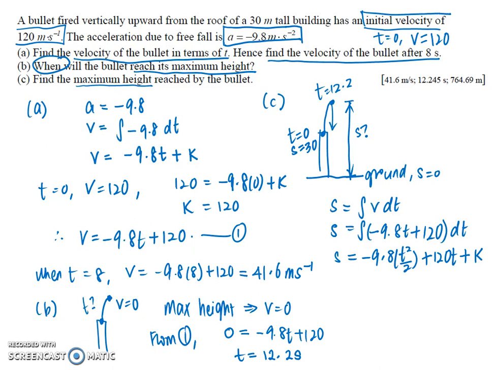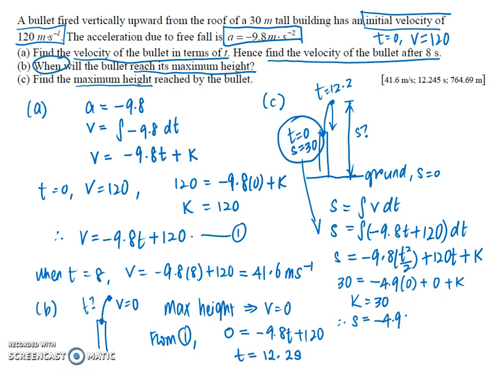We have this initial condition that we could use over here. So we plug it in and find our k in this case. So when s is 30, t is 0, plus 0 plus k, we know that k is actually 30. So now we can actually find s to be given by the expression negative 4.9 t squared plus 120 t, and k as calculated is 30.